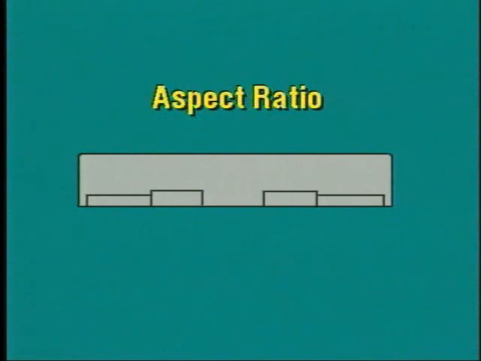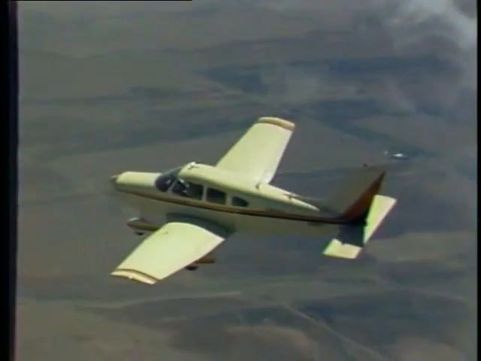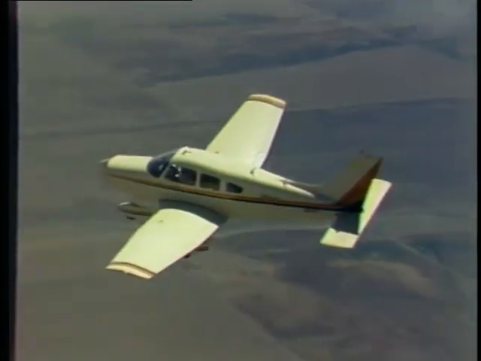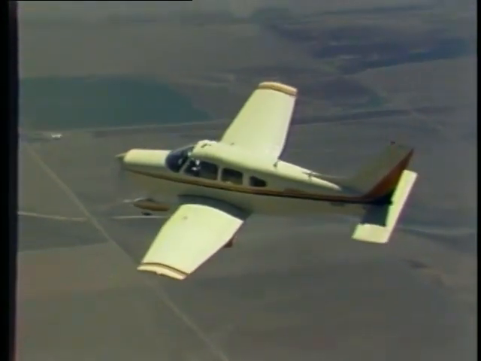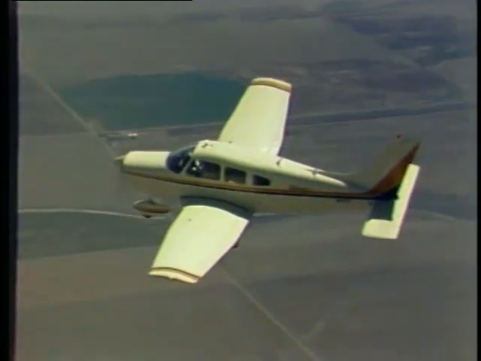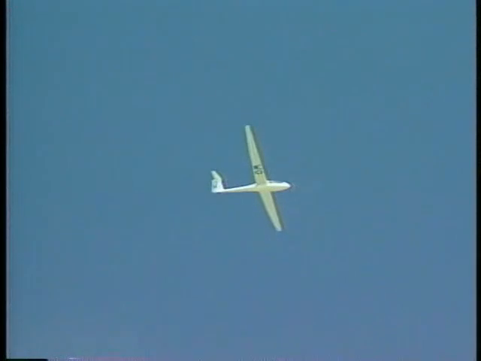Another wing design factor is the aspect ratio, or the relationship between the wing's length and width. The aspect ratio can be found by dividing the wingspan by the average chord. In this example, the wing has an aspect ratio of 9. At a given angle of attack, the larger the aspect ratio, the less drag produced for the same amount of lift. General aviation training aircraft, for instance, normally have aspect ratios of 7 to 9, while gliders are usually between 20 and 30.